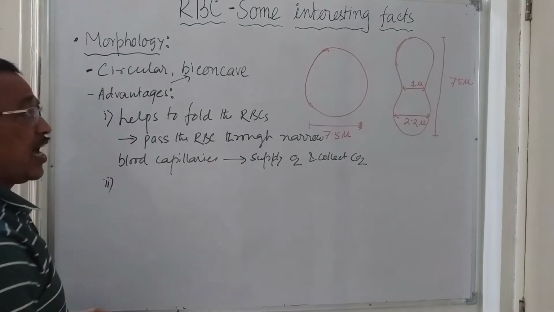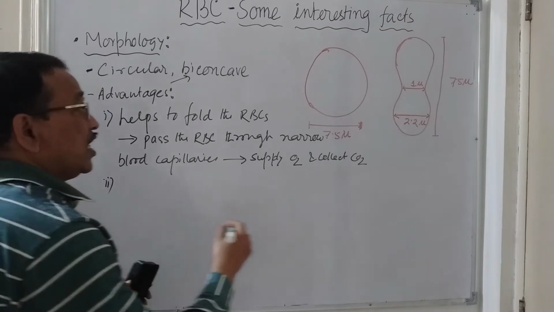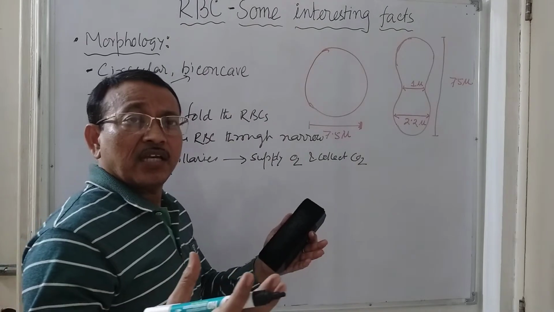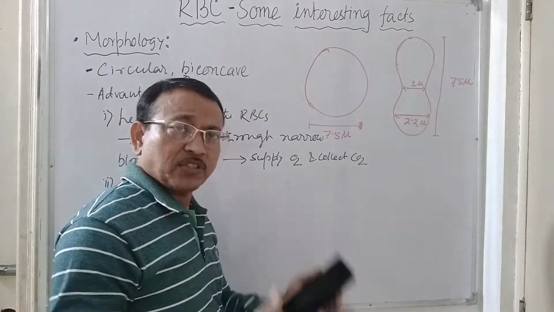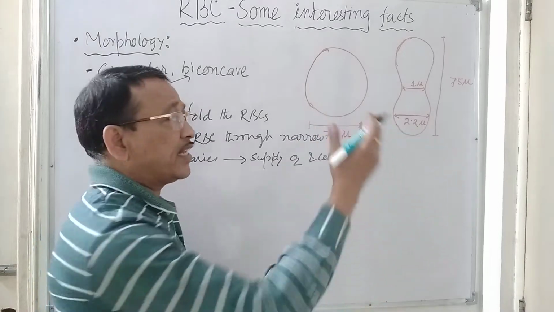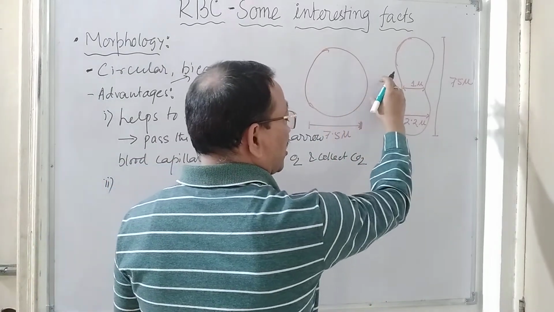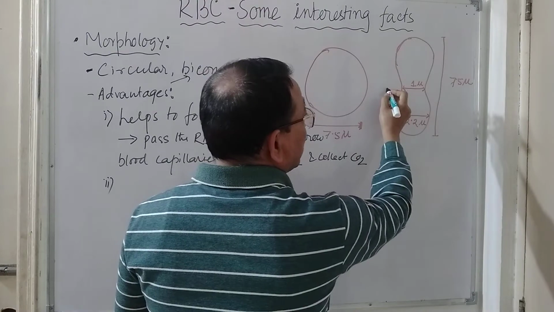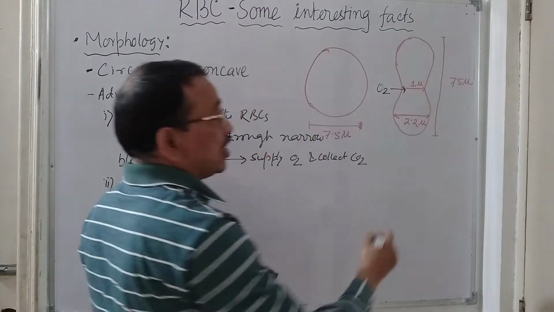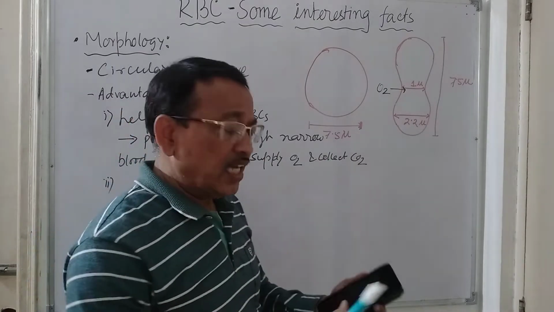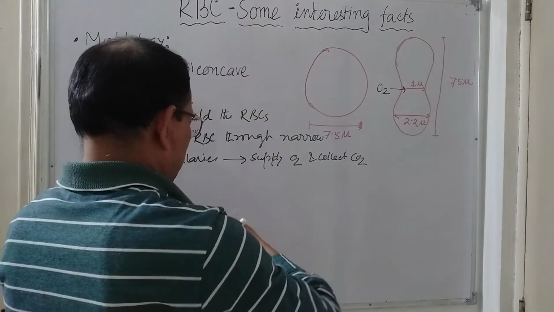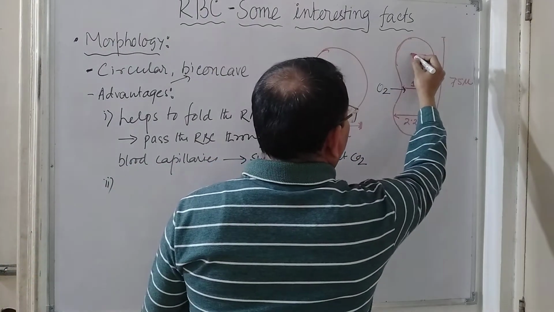Second advantage is that you know that oxygen comes within the lungs alveolus, and that is diffused to the blood, and ultimately the main part of the oxygen from the plasma is diffused to the RBC. And within the RBC there is hemoglobin.